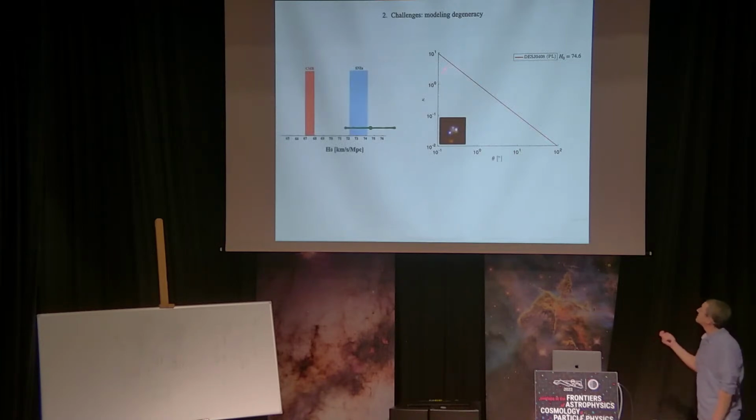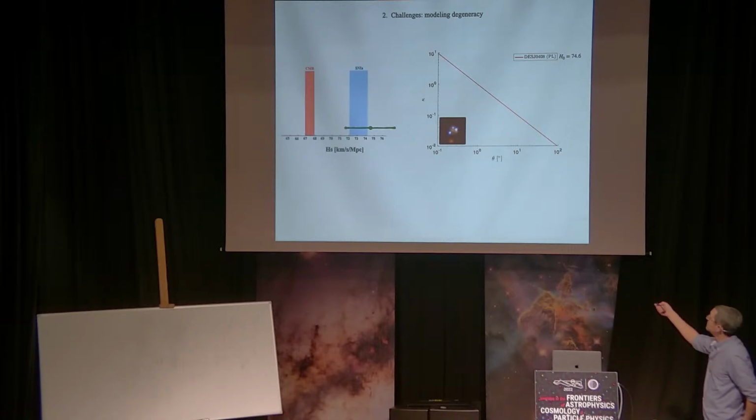So let's do the exercise. Here is an image from a real model, this DES 408, and the measurement from the collaboration for this particular specific galaxy, combining with no other system at this point, is this. It's very consistent with the supernova type 1a. It has a relatively large error bar because it's just one system at this point.